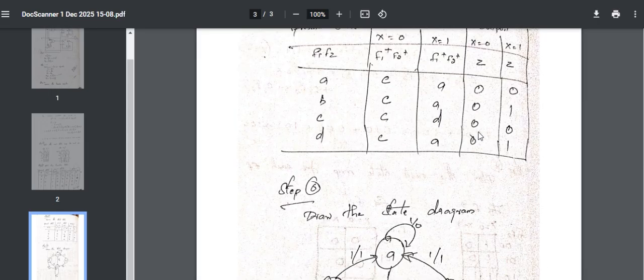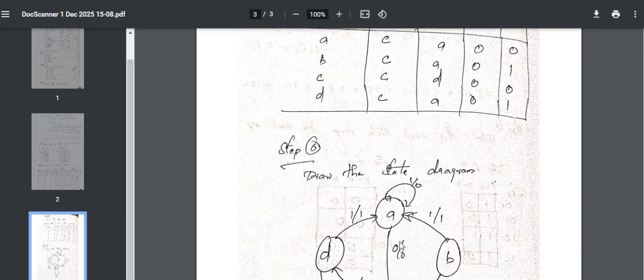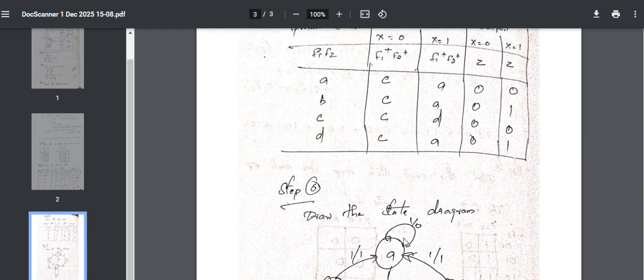So we need to draw it like it moves from A to C, when x is 0 and the output is also 0, labeled 0 by 0. Present state is A, next state is C, when x equal to 0 and the output is 0. 0 by 0. Okay.